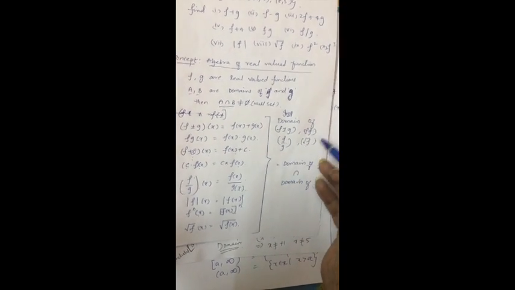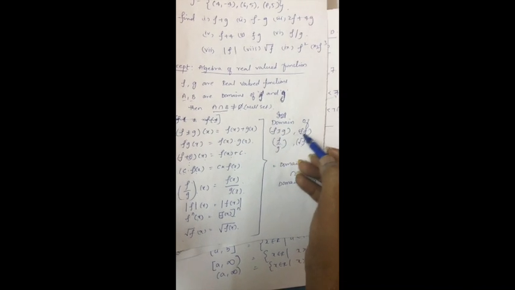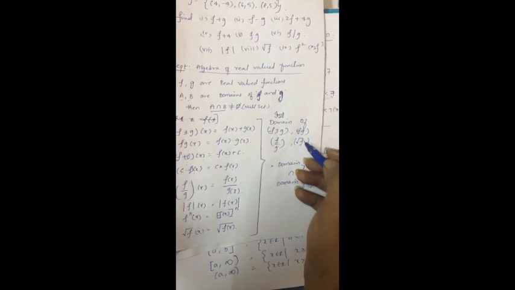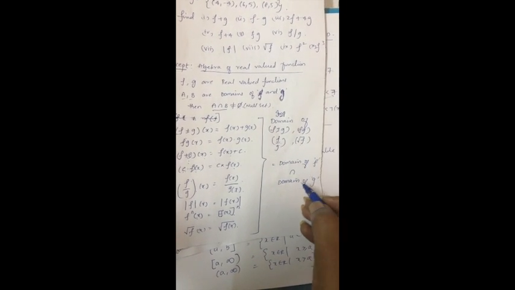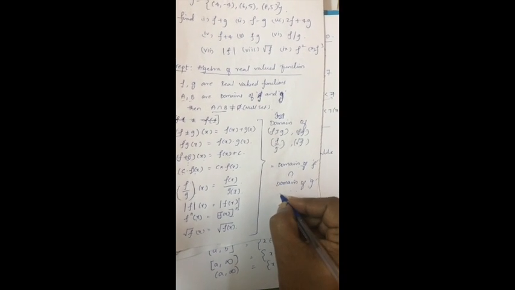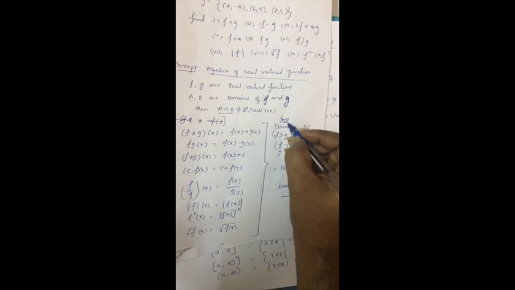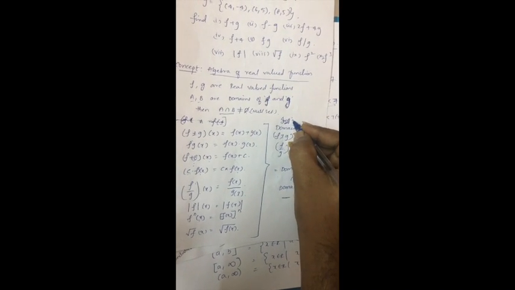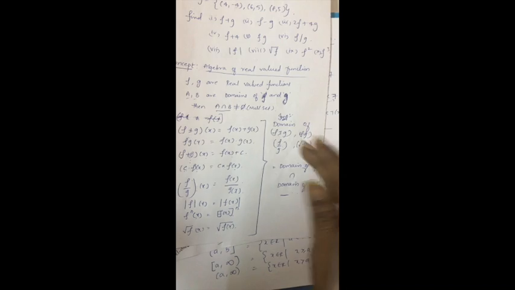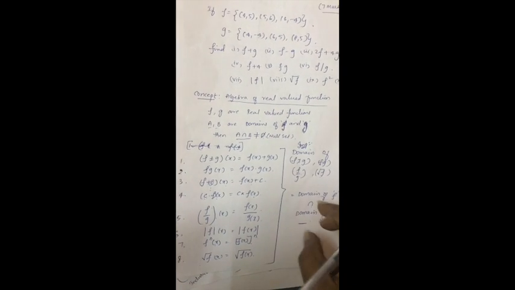But the most important thing to remember here is the domain of any of these algebraic operations. The domain of any of these algebraic operations is equal to domain of f intersection domain of g. You just need to remember this one, and as we solve some problems you will be able to understand how to do this.